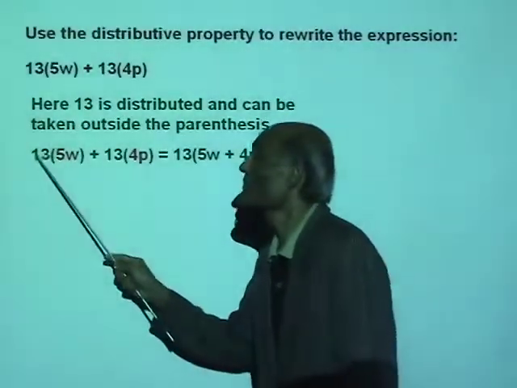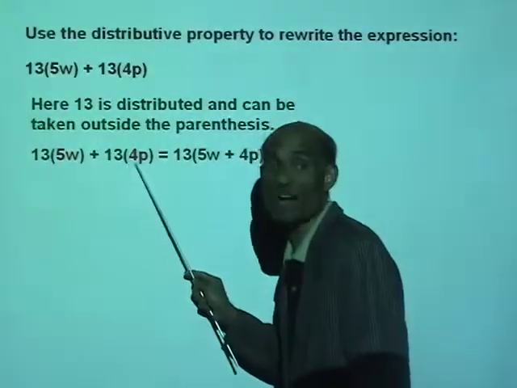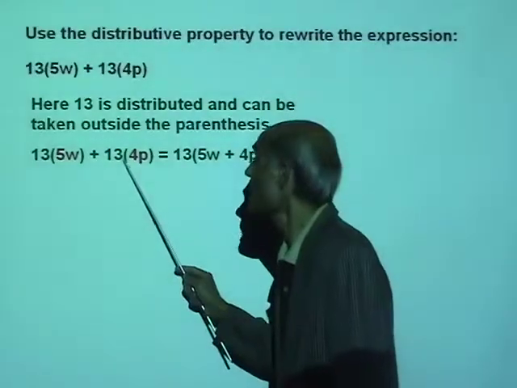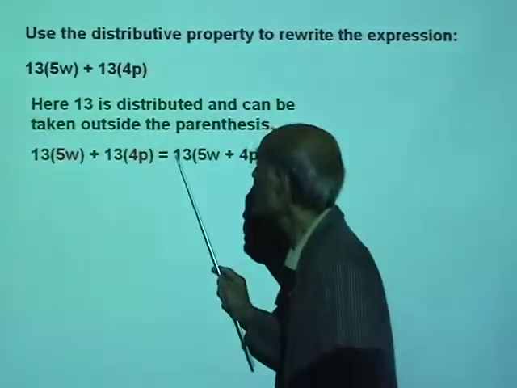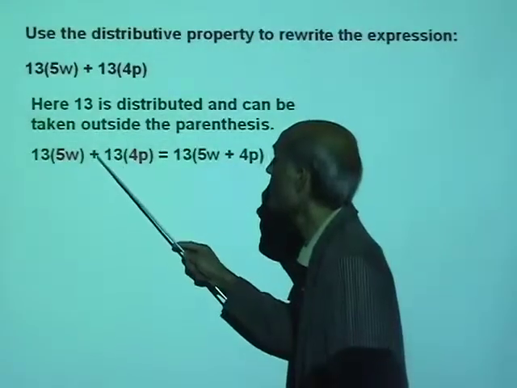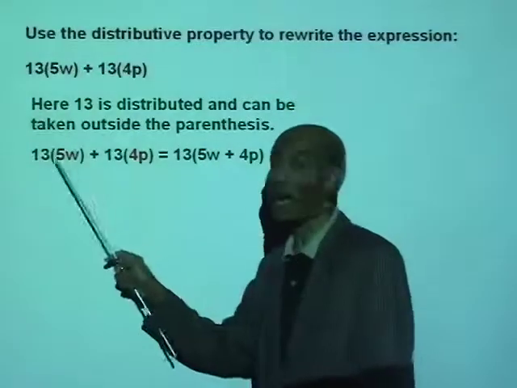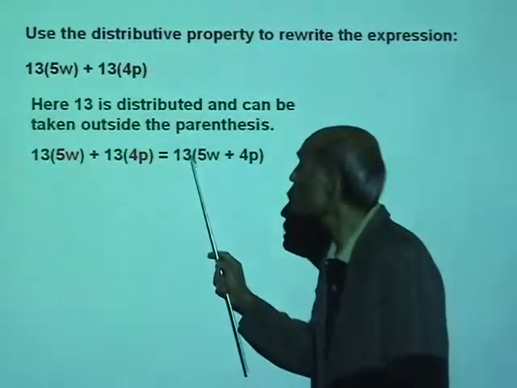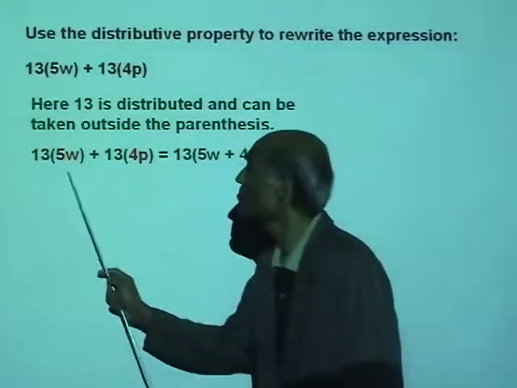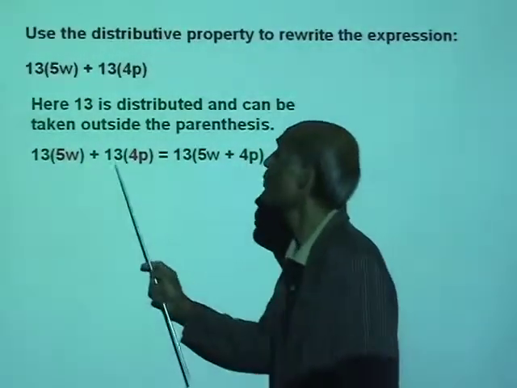Now look at this. 13 times 5w plus 13 times 4p can now be written as 13 outside the parenthesis, 5w plus 4p. Is that right? If you want to go back, it will be 13 times 5w, this, plus 13 times 4p.